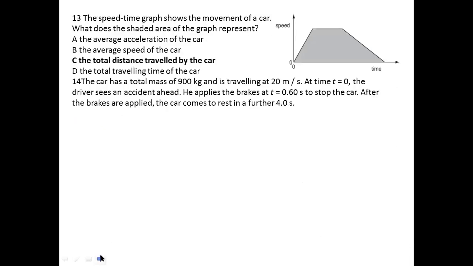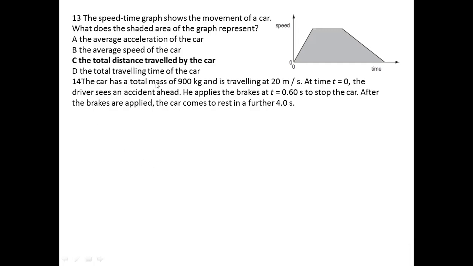Next question. The speed time graph shows the movement of a car. What does the shaded area of the graph represent? So in case of a speed time graph, area under the graph represents the distance traveled. So C is the correct answer.